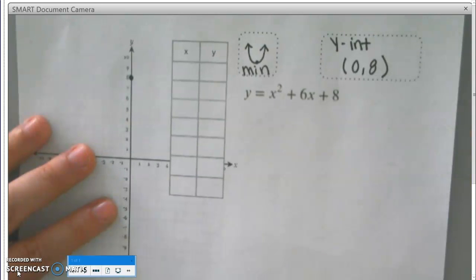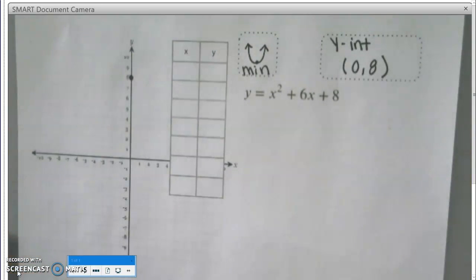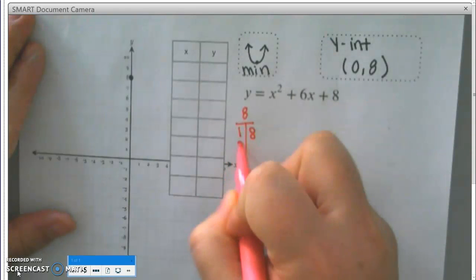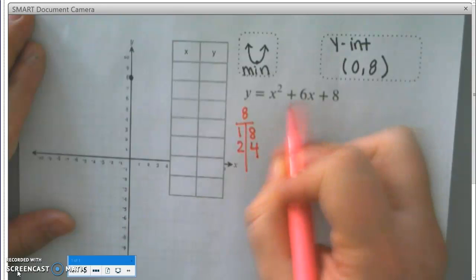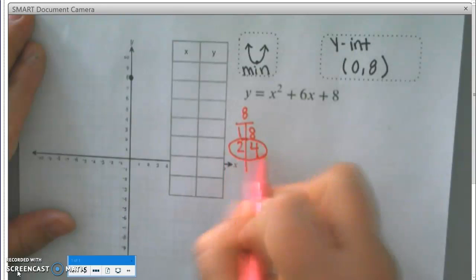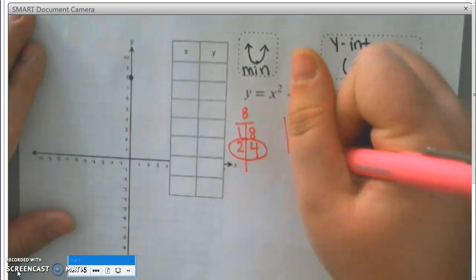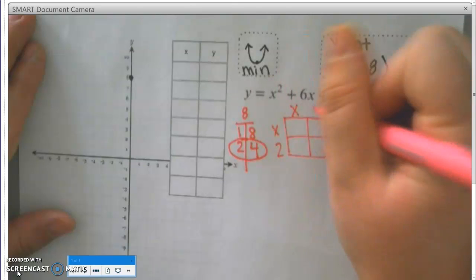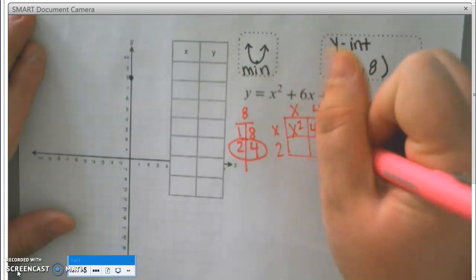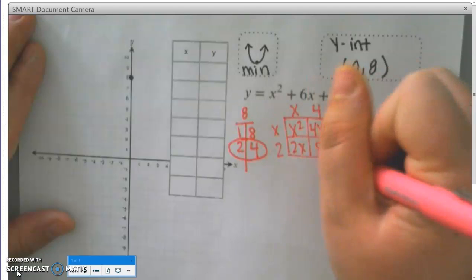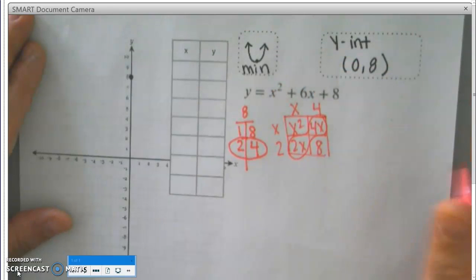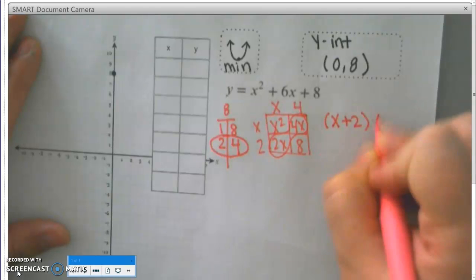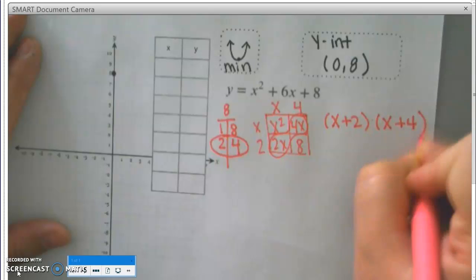I'm going to factor it to help me get the x-intercepts. So factors of 8: 1 times 8, 2 times 4. The pair that adds up to 6 is 2 and 4. And I can set up the box to check: x plus 2, x plus 4. This is going to work because those add up to 6. So here are my factors, x plus 2 and x plus 4.